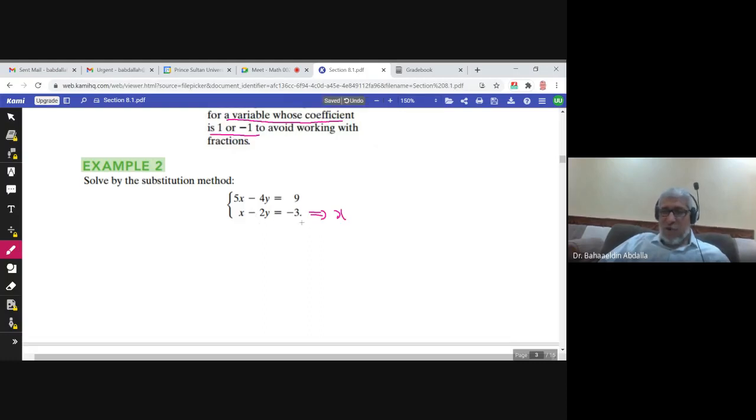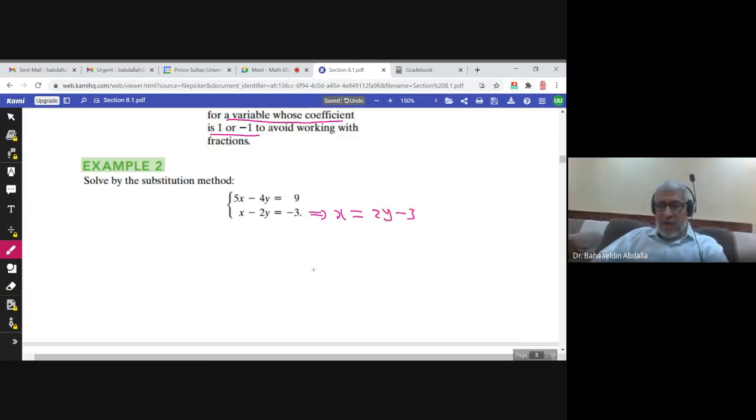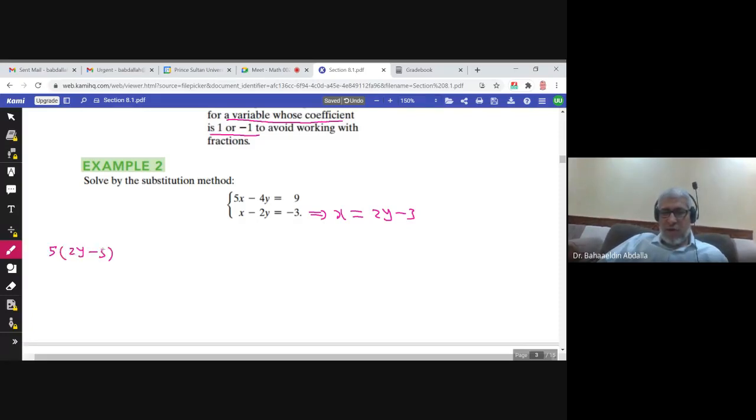So you take 2y to the other side. So x would be 2y minus 3. And now you have x equals 2y minus 3. You put it in the first equation. So you multiply 5 times 2y minus 3, minus 4y equals 9. So this is substitution.